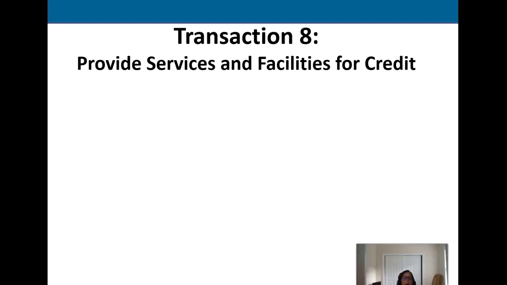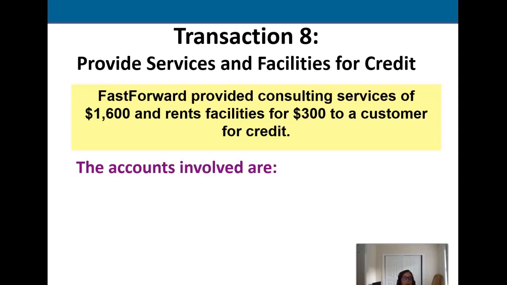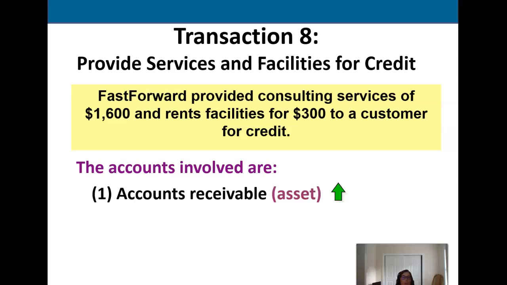And so what have we done now? We provided services and facilities for credit. So we got some revenue coming in and people that are going to owe us some money. So Fast Forward provided consulting services of $1,600 and rents facilities for $300 to a customer for credit. So we got no cash as a result of this. But now we have accounts receivable, this is where customers owe us.